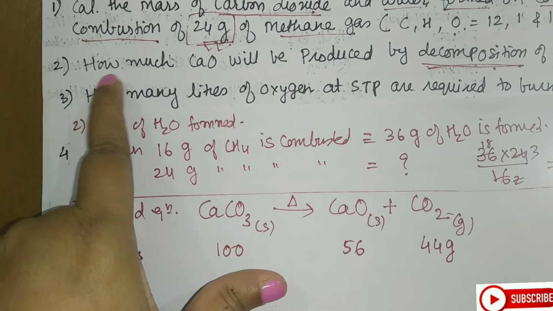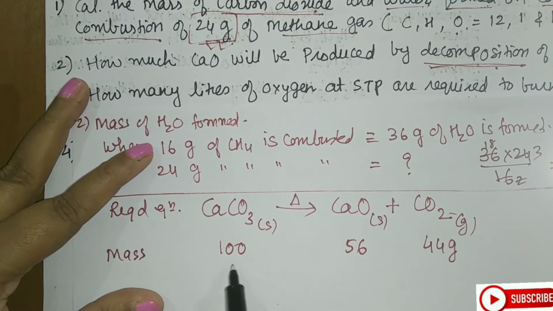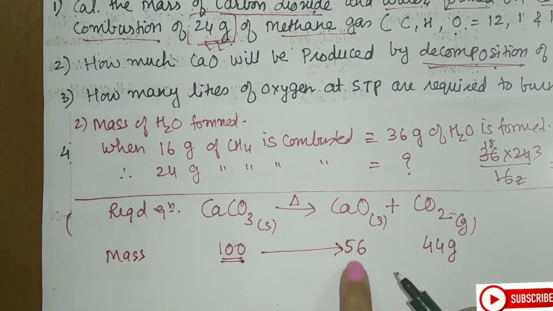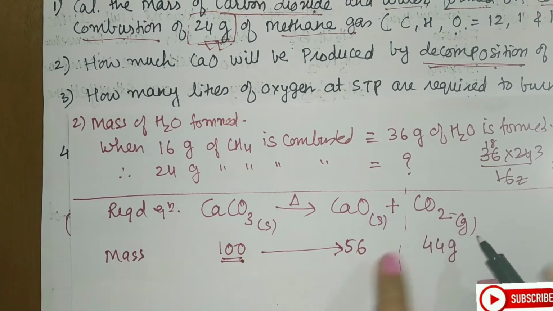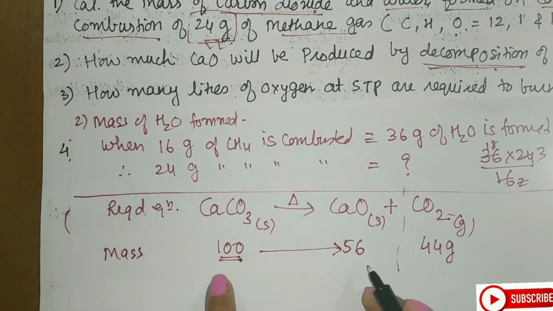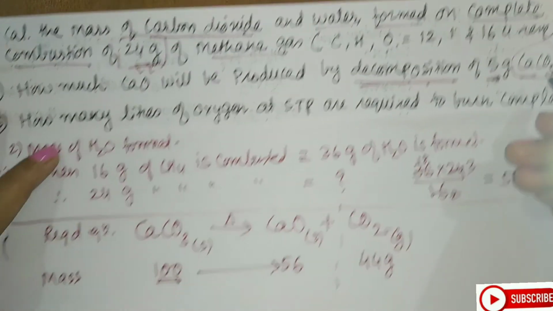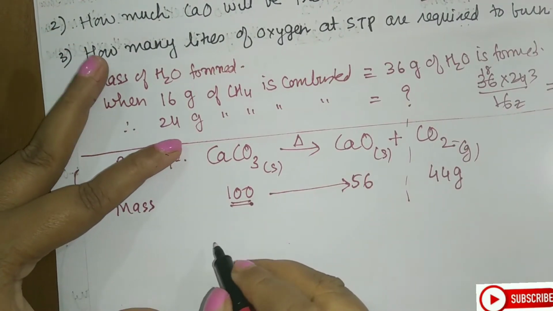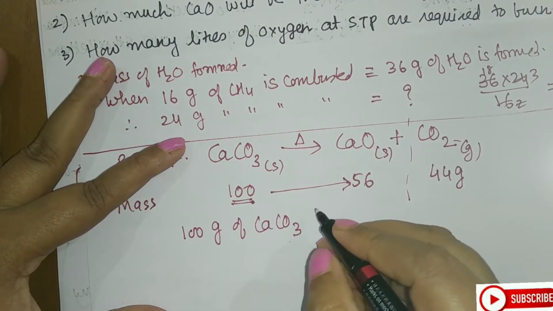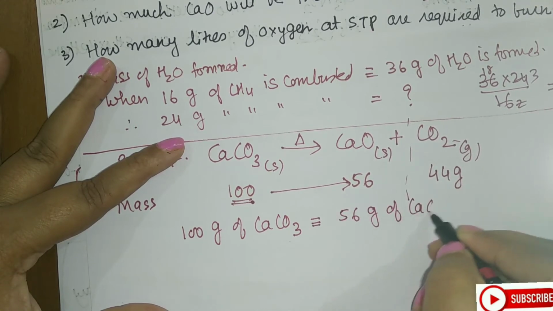Now they are asking you how much calcium oxide will be produced. Now here when I take 100 gram, how much CaO is formed? It is 56. Now here carbon dioxide is of no importance for me. I have used this only to balance the equation. So here 100 gram will give me 56 gram of calcium oxide. How much are they asking? So what will be your standard equation, student? Here 100 gram of calcium carbonate on decomposition gives you 56 gram of CaO.